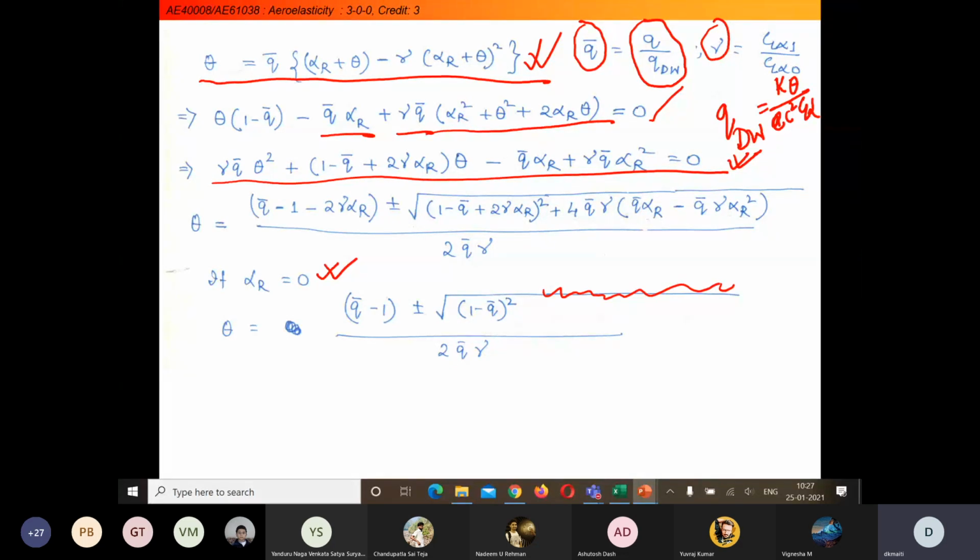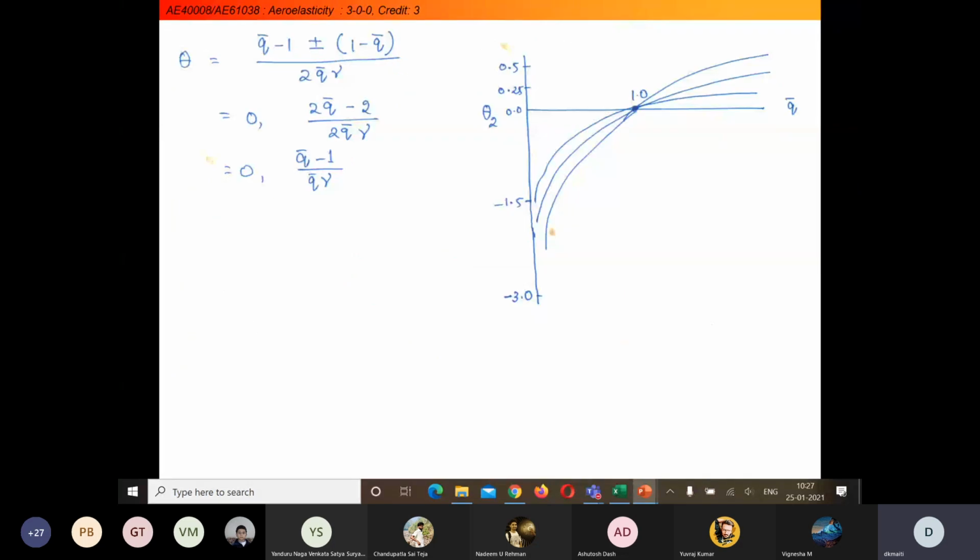So one root we are getting is for theta equal to 0, and it is stable. Obviously that will be the stable condition when theta is equal to 0. When theta is equal to the other root, it will become 2 q bar minus 2 divided by 2 q bar into gamma. So it is basically coming as q bar minus 1 divided by q bar into gamma. So that is the solution of this equation.